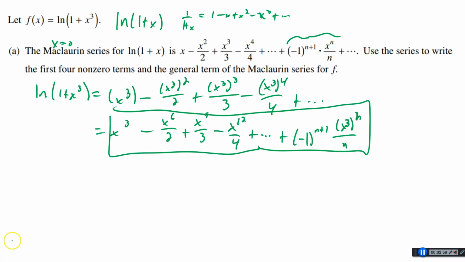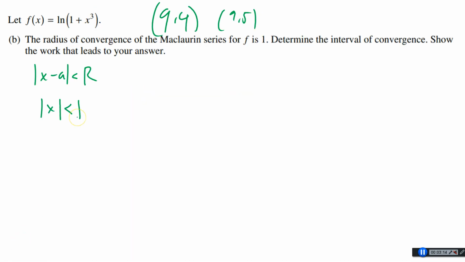Now that kind of makes sense, because this came from the building block of 1 over 1 plus x, so we know that this converges for absolute value of x less than 1. So this must also converge at absolute value of x less than 1. So it makes sense to me that 1 plus x cubed, just replacing the x with x cubed, should also converge for absolute value of x less than 1. Now they want to know the interval of convergence. So in 9.4, what we learned is the ratio test tells us the radius of convergence.